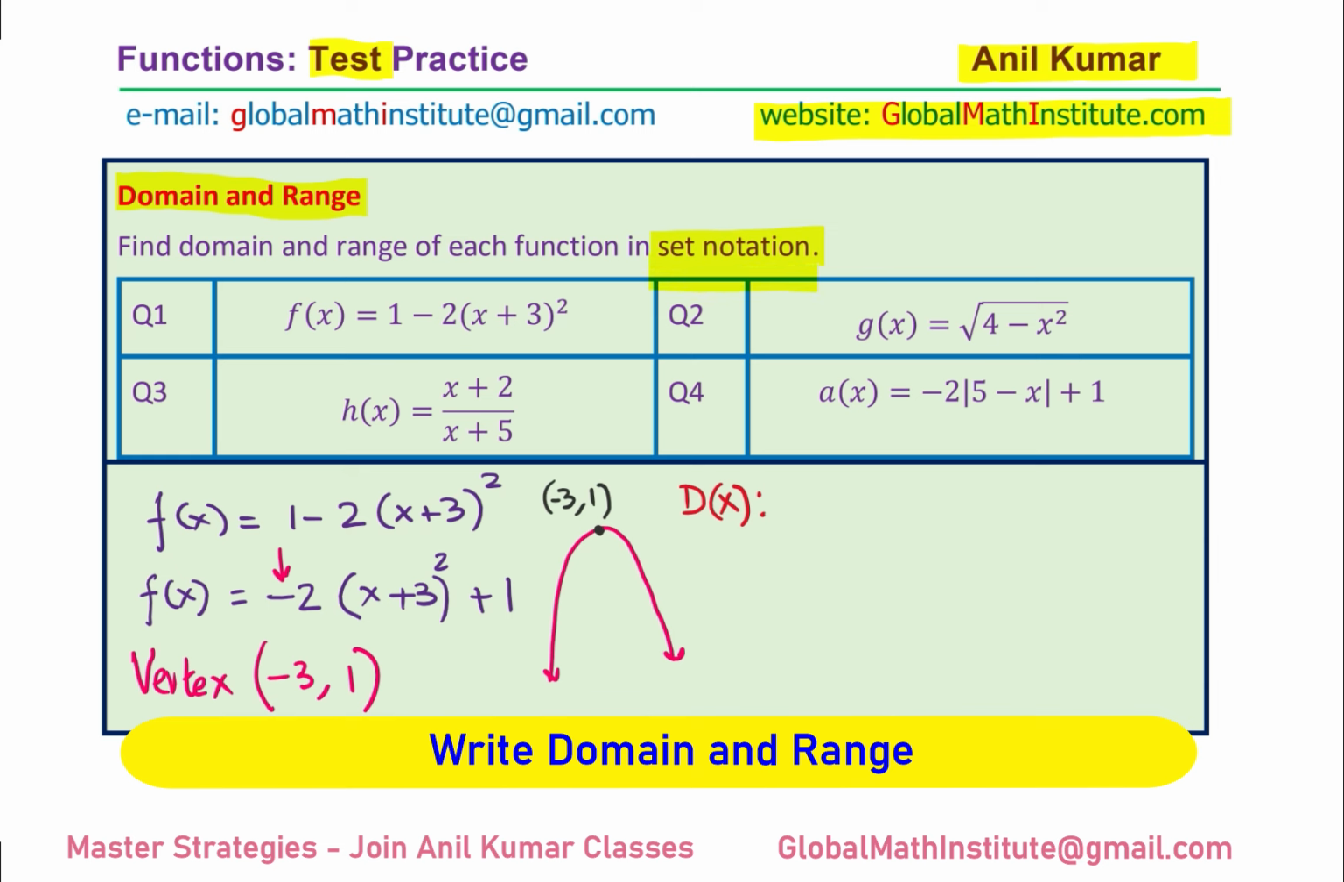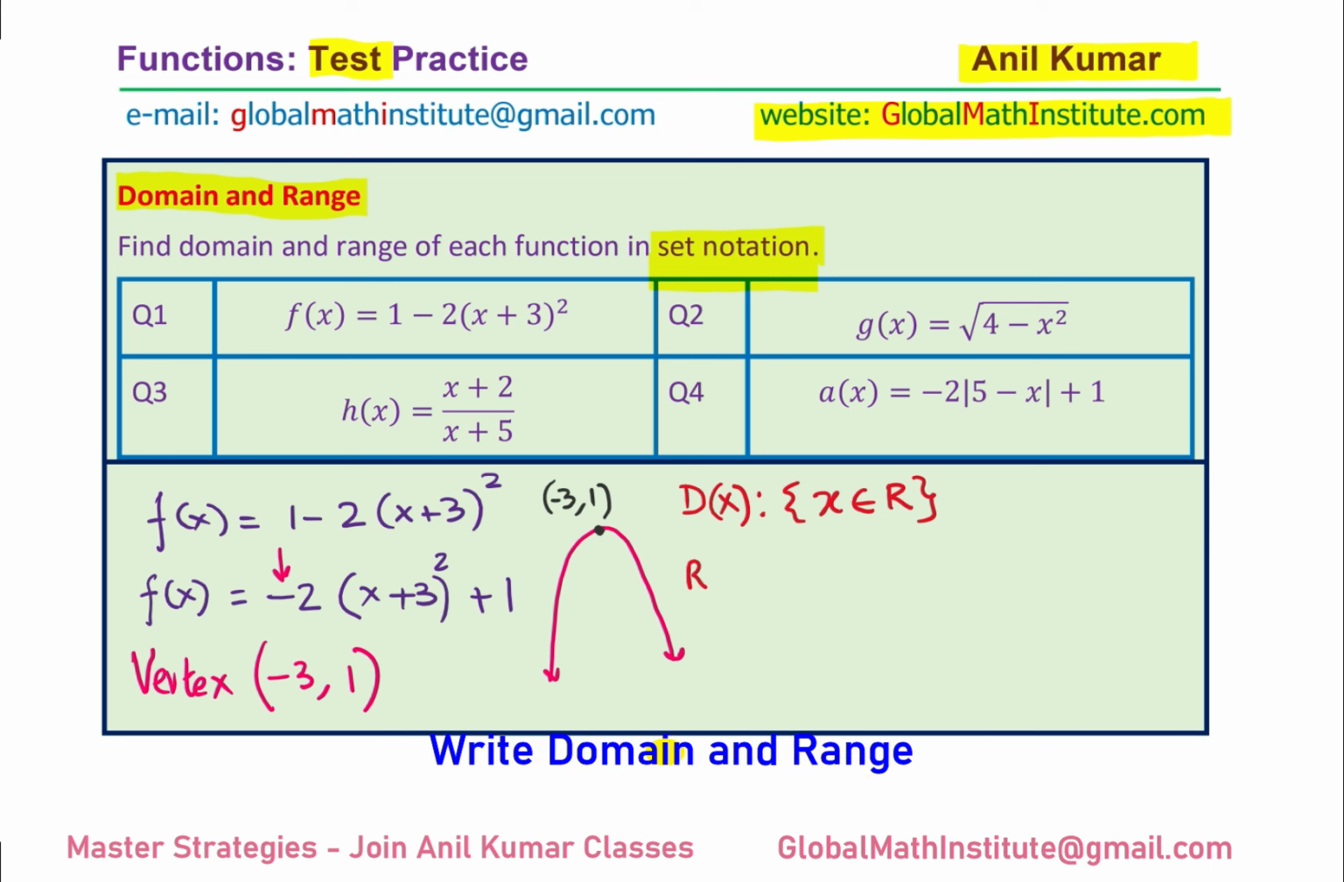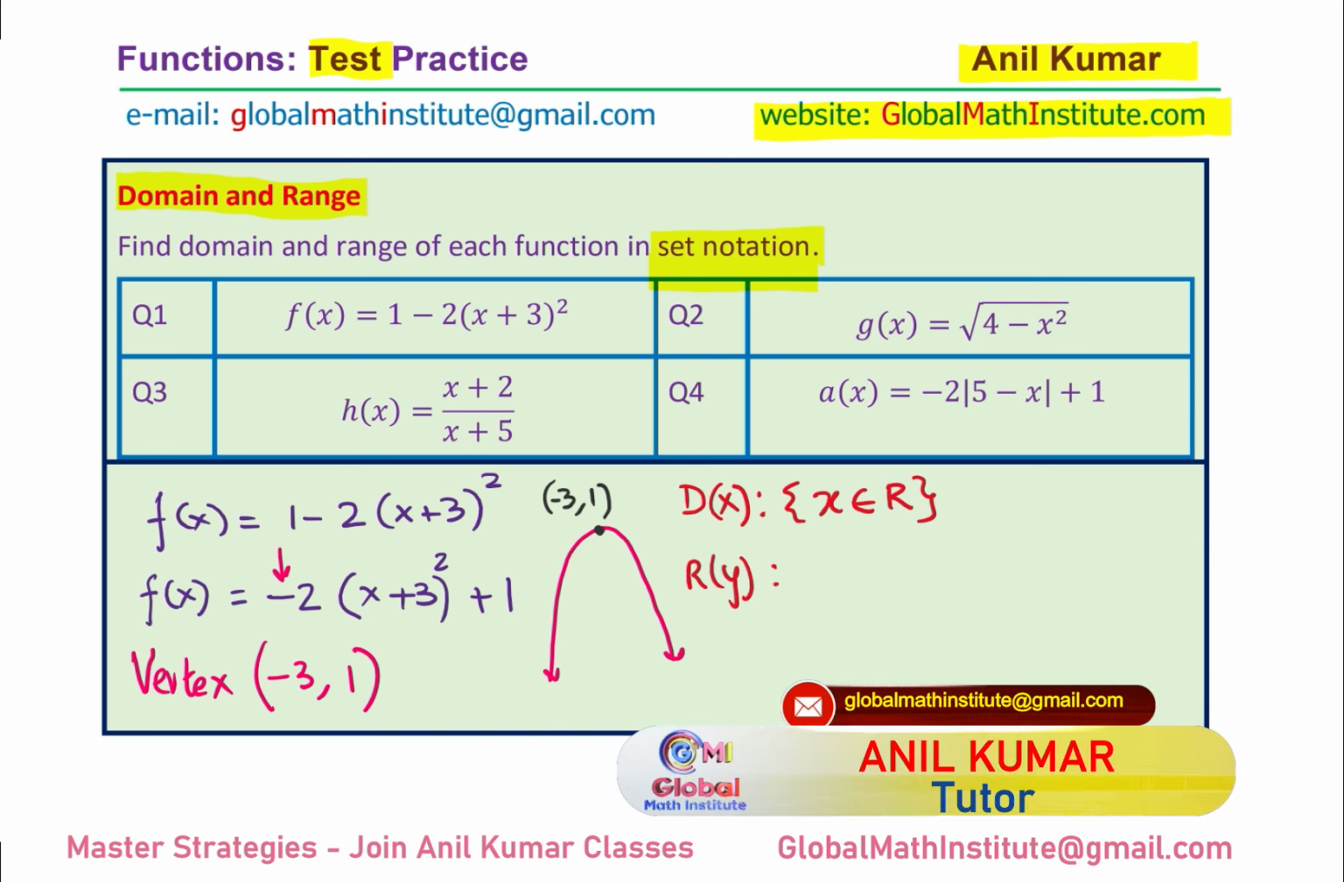Okay. So the domain is what? Can you write it? For a parabola, there are no restrictions. It's a smooth curve and x belongs to real numbers. That's the domain. How about the range? The range was the tricky part. Now we know that y belongs to the real numbers. So this is the set notation, right?